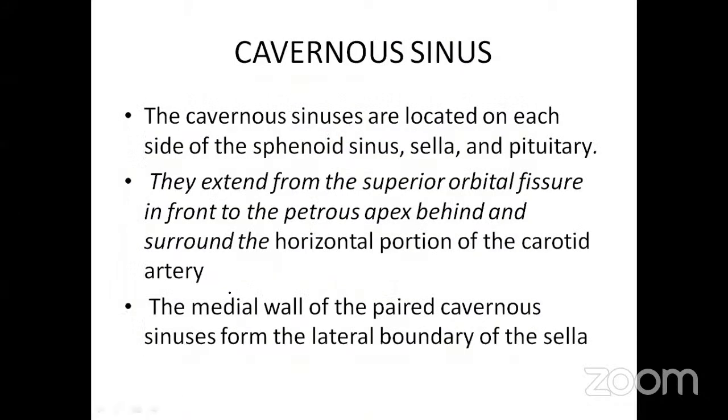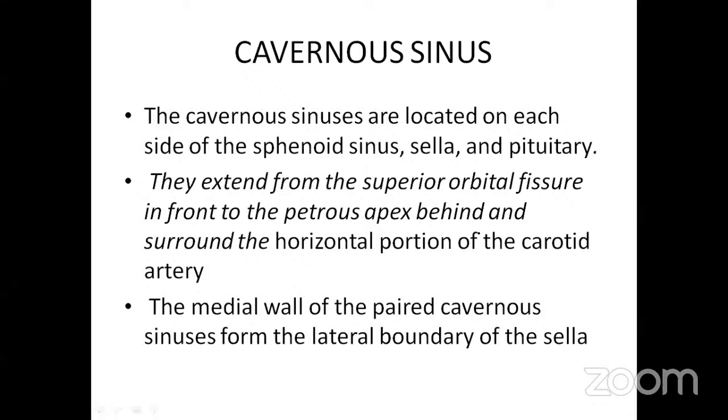Now, as we have gone through the sphenoid bone, the sphenoid sinus and pituitary gland, let's move towards the cavernous sinus. So what is cavernous sinus? Cavernous sinuses are located on each side of the sphenoid sinus, sella and pituitary, and they extend from the superior orbital fissure in front to the petrous apex behind, and surround the horizontal portion of the carotid artery.